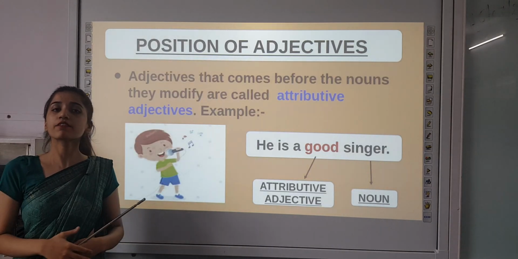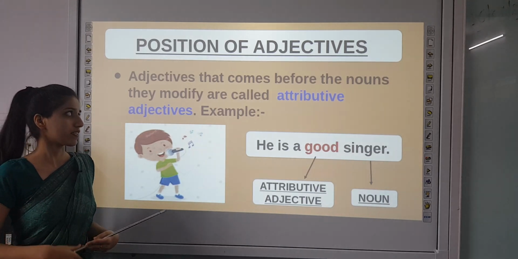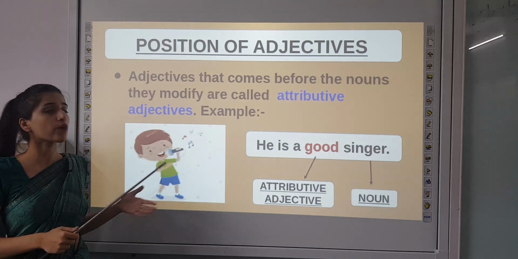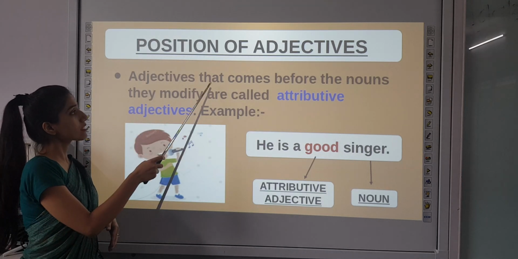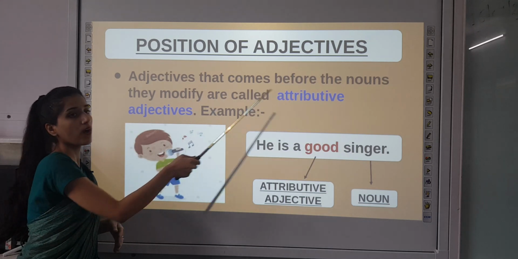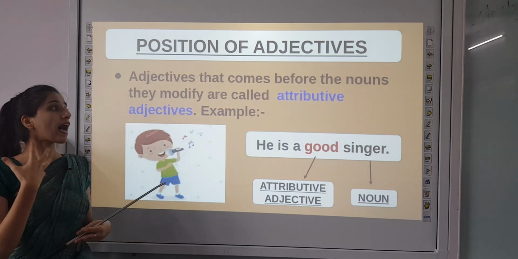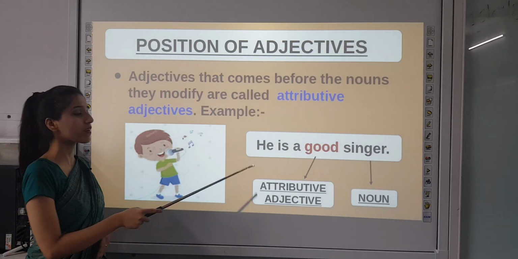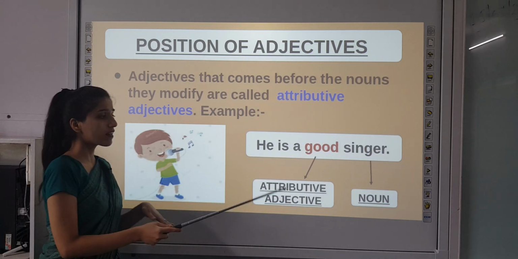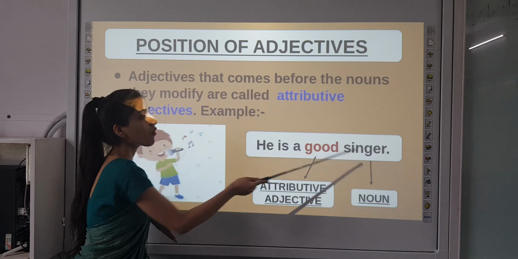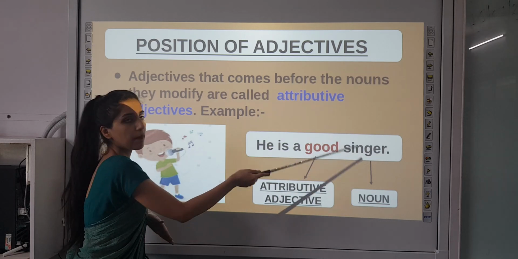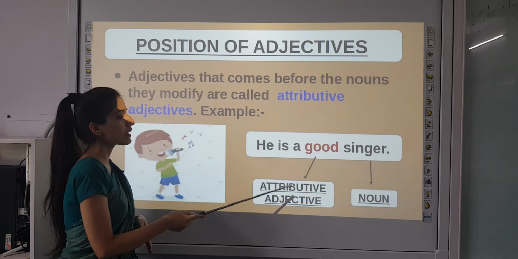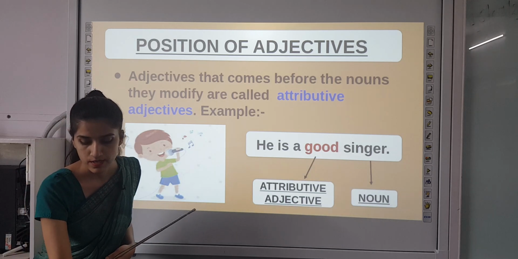So, the next topic that we will be doing is position of adjectives. How they are placed in a sentence, we are going to look at in this slide. Adjectives that come before the nouns they modify are called attributive adjectives. So, attributive adjectives are the adjectives that we place before the nouns. Let's look at the example here. He is a good singer. Here, singer is a noun, and before the noun comes the word good, which is describing the singer. So, it is coming before the noun and that's why it is called an attributive adjective.